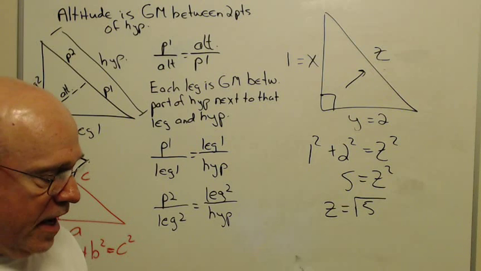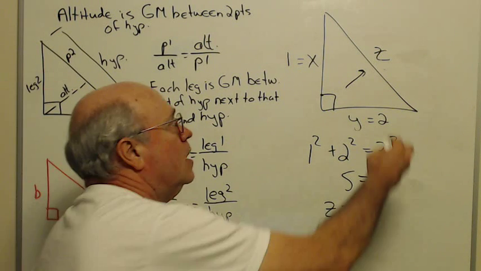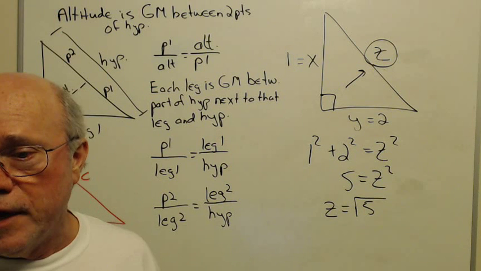And number 11 asks, which variable represents the length of the hypotenuse in the right triangle? And the hypotenuse is z. It's the side across from the right angle.